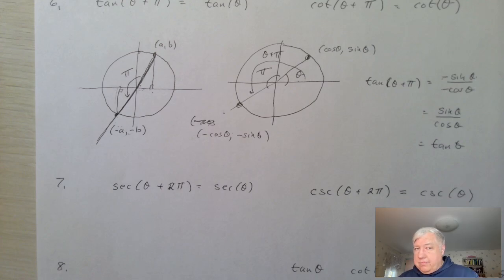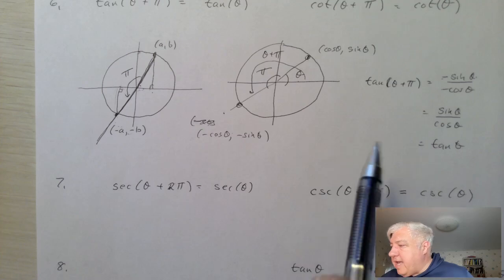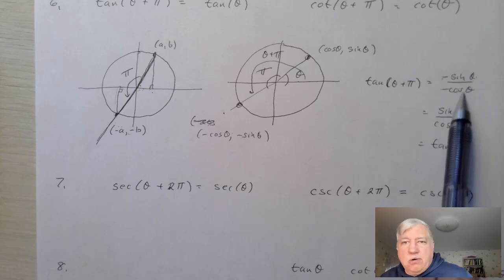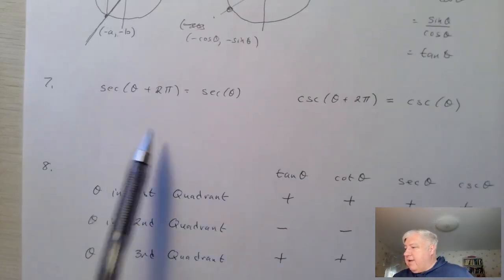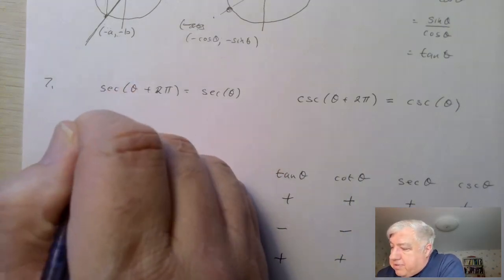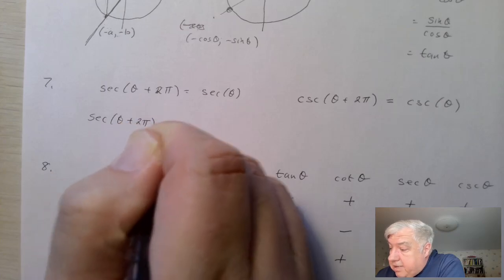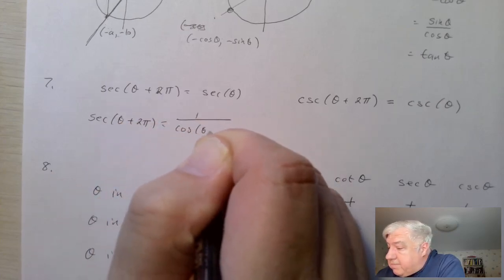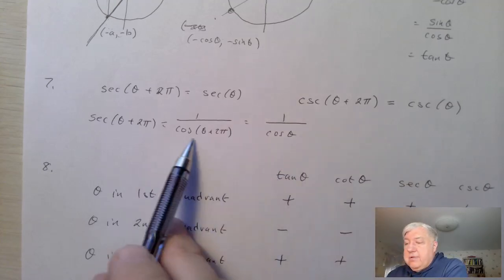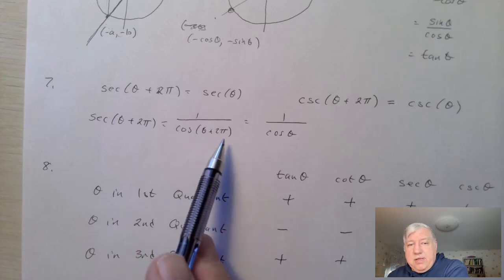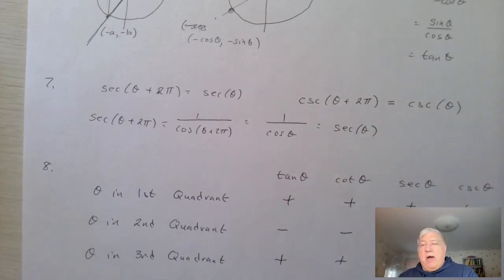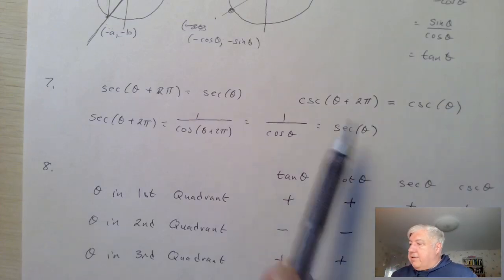And you can prove it for cotangent in the same way, just by flipping the sine and cosine. The secant and the cosecant are periodic, but the period is 2 pi. And the reason for that is, for example, the secant of theta plus 2 pi is 1 over the cosine of theta plus 2 pi, which is 1 over cosine theta, because cosine is periodic with period 2 pi, and then this is just the secant of theta. So that's why that works, and a similar proof proves this.